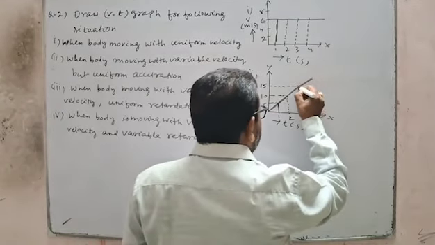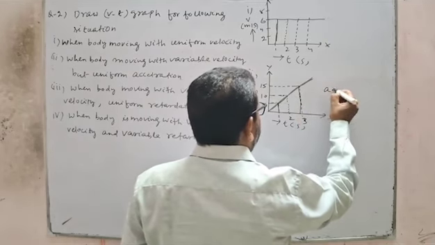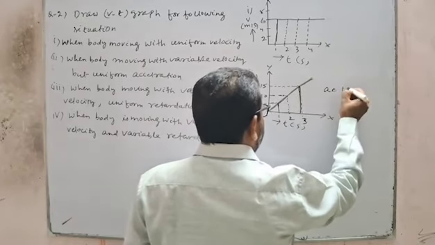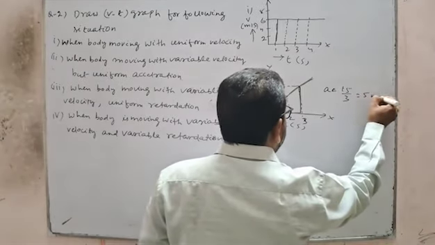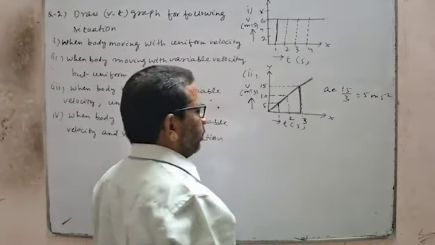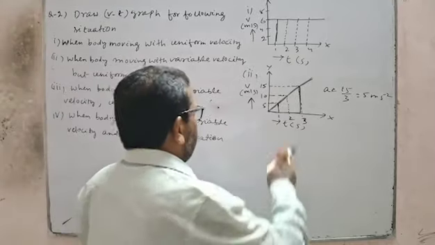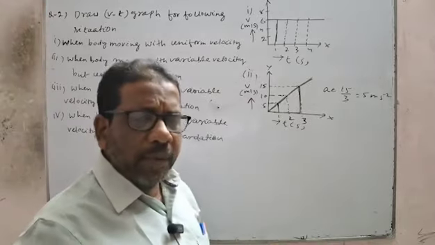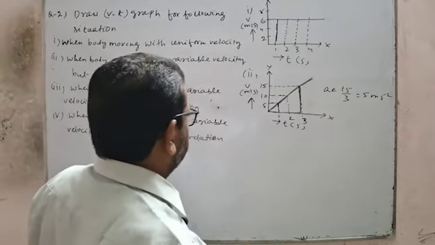So, in this graph, if we find acceleration, then acceleration equals slope. This is 15 and this is 3. 15 by 3, 5 meter per second squared. Hence, this is the graph when a body is moving with variable velocity and uniform acceleration.